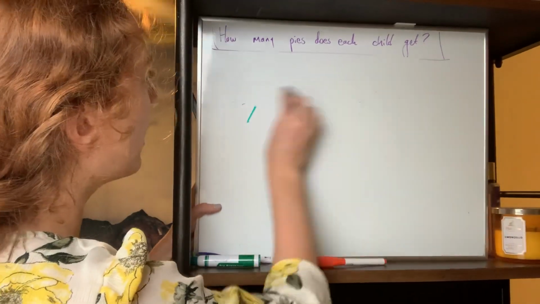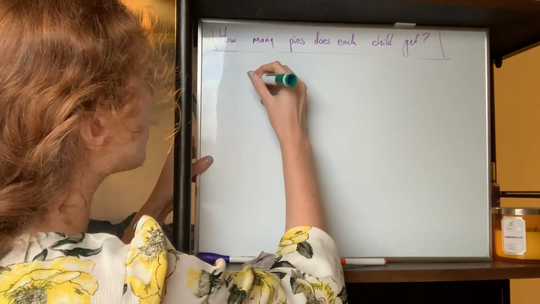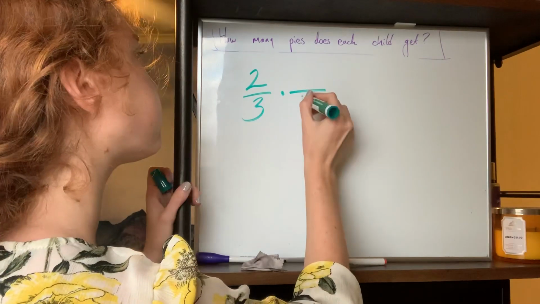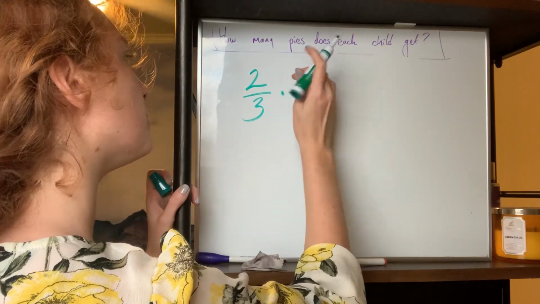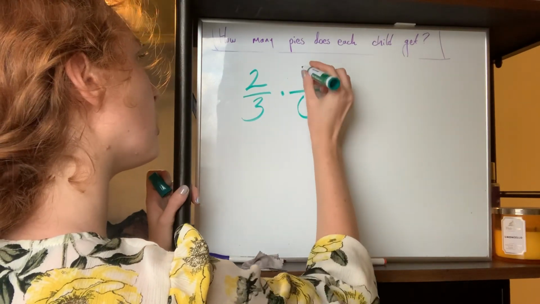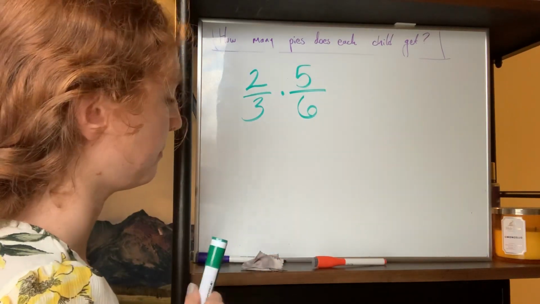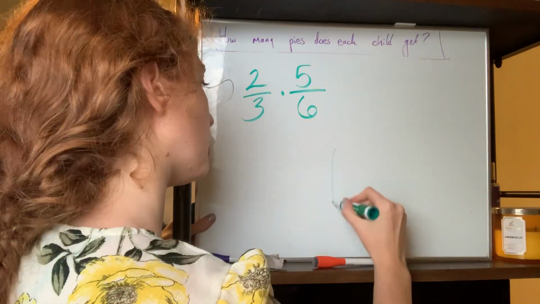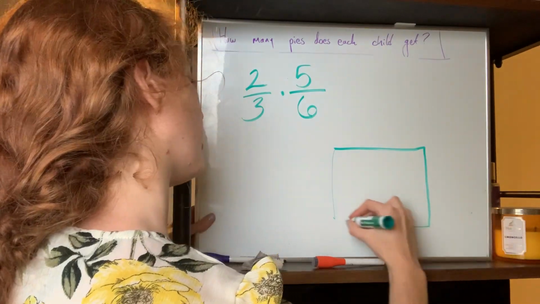So let's try 2/3 times 5/6. I guess. Alright, so I'll just do this one first. So I have a 1 by 1 unit square. Everything's of length 1.